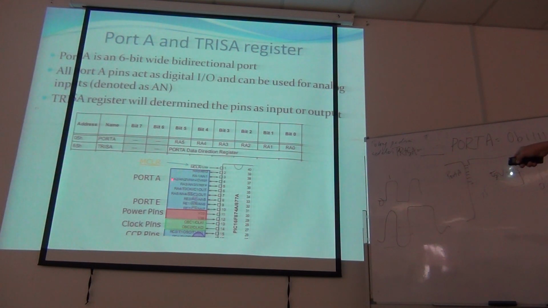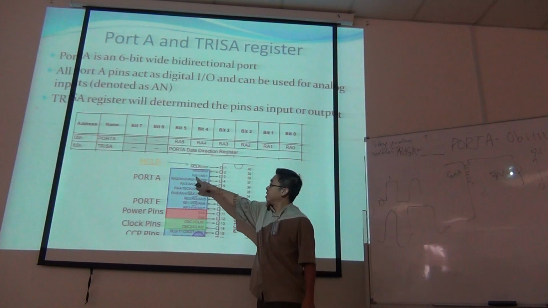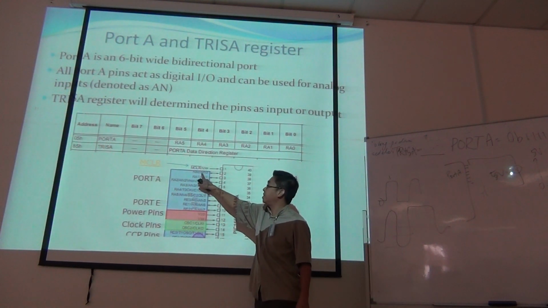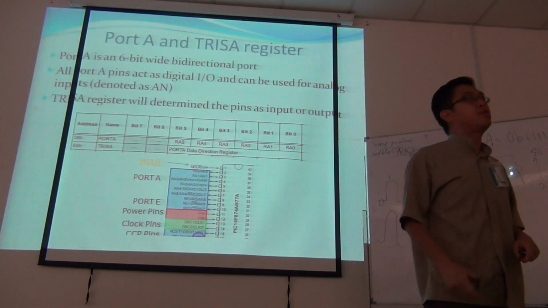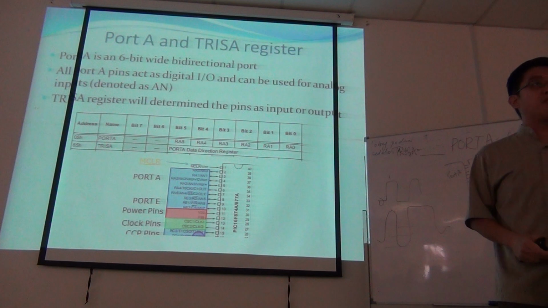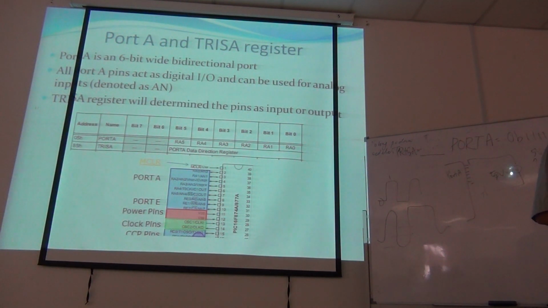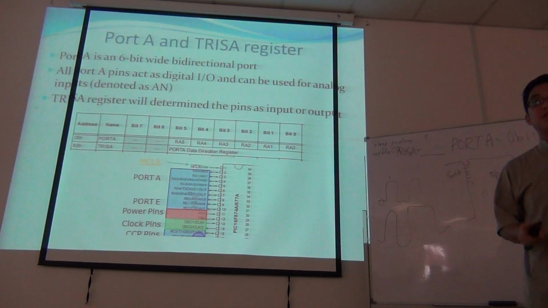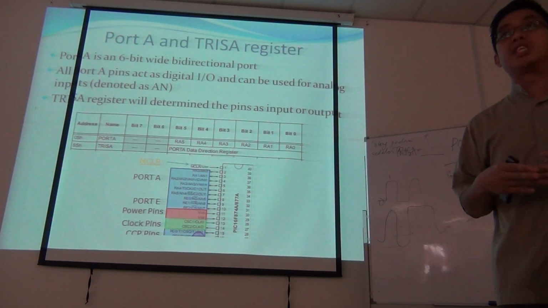So you must say you have port A here. RA, for example, here now is RA0/AN0. It means that that particular pin of port A can be used as either digital input, output, or analog input only. It can be configured as two. It is up to you what you want to configure it as. Analog input is only input. There's no analog output. Your PIC cannot generate analog output. It only gives you digital output.